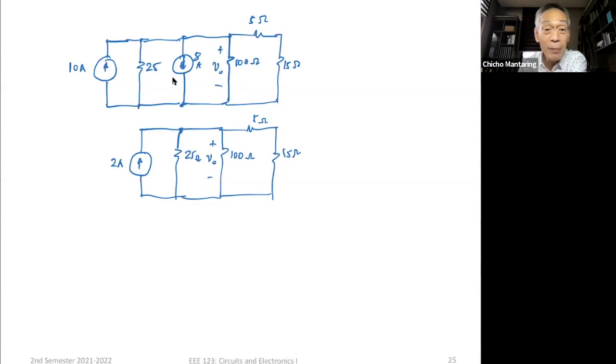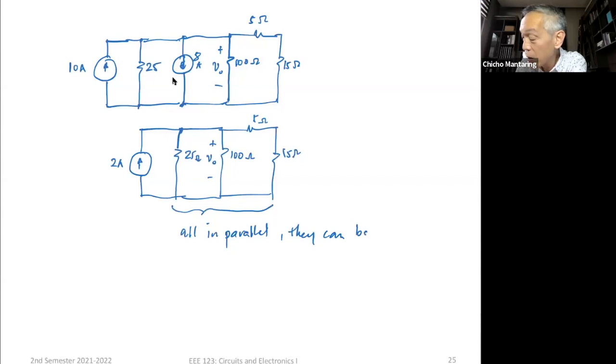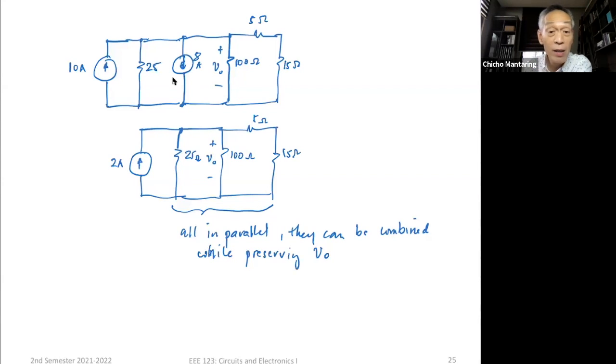Okay, here's what I'm going to tell you, no? These are all in parallel. And they can be combined while preserving V sub O. Right? Kasi V sub O is actually the voltage between this node and this node, no? By the way, these two are just in series. So V sub O is the voltage between this and this.